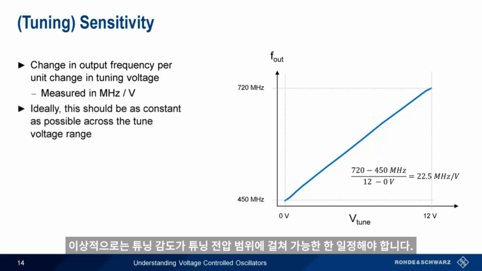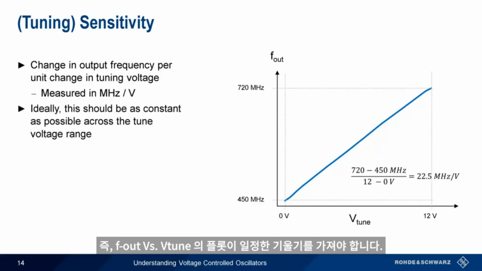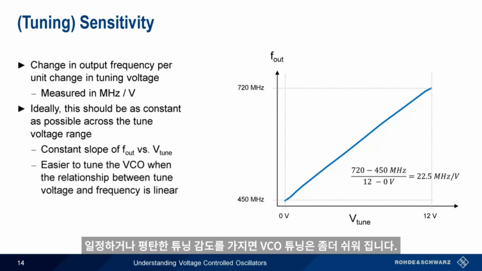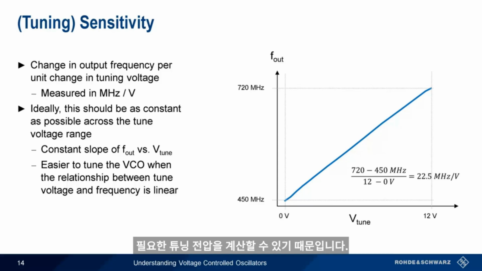Ideally, we want the tuning sensitivity to be as constant as possible over the tune voltage range. That is, we want our plot of F out versus V tune to have a constant slope. Having a consistent or flat tuning sensitivity makes it easier to tune the VCO, since a simple linear equation can be used to calculate the necessary tune voltage needed to produce a given output frequency.